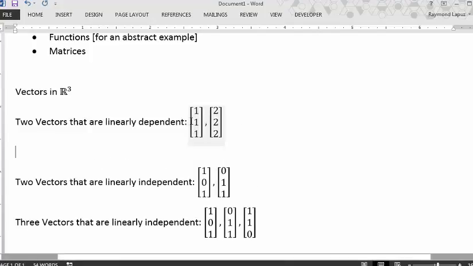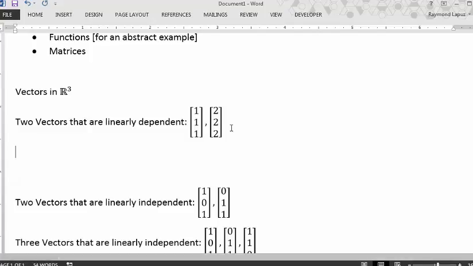Let's take a look at the vectors 1, 1, 1 and 2, 2, 2. Now these two vectors are vectors in R3. And if you can't already see it, they are actually linearly dependent. If you multiply the first one by 2, then you're going to get exactly the second one. So they're linearly dependent.